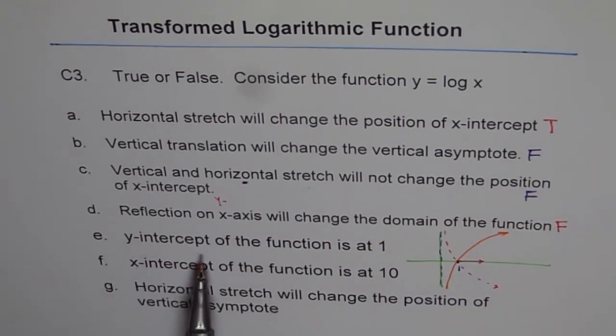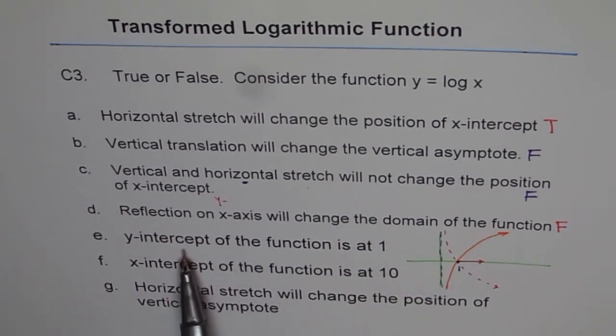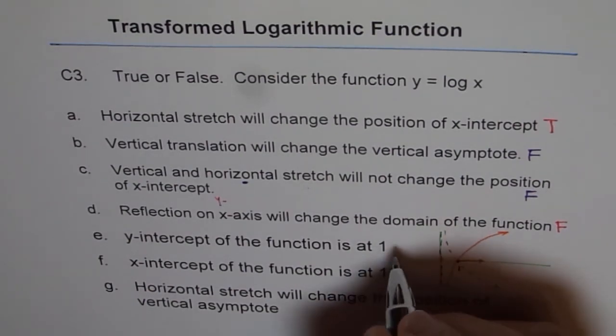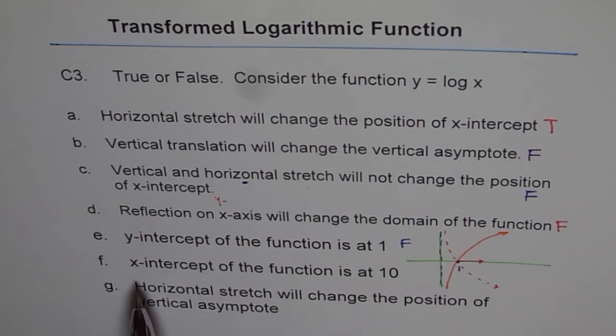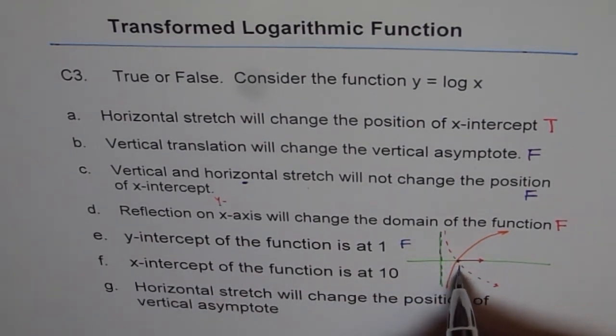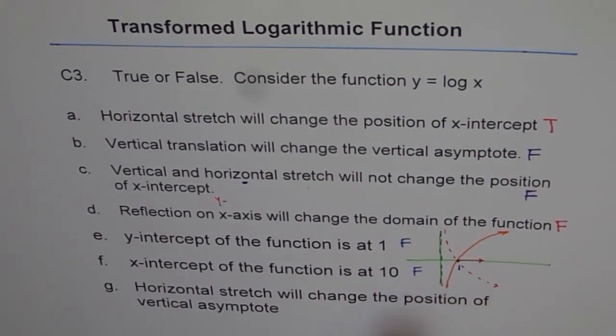Now, the y-intercept of the function is at 1. Well, a y-intercept is never possible in log. This is for the exponential function, not for the logarithmic function. So this statement is false. The x-intercept of the function is at 10. No, it is at 1, not at 10. At 10, the value is 1, correct? So this statement is also false.